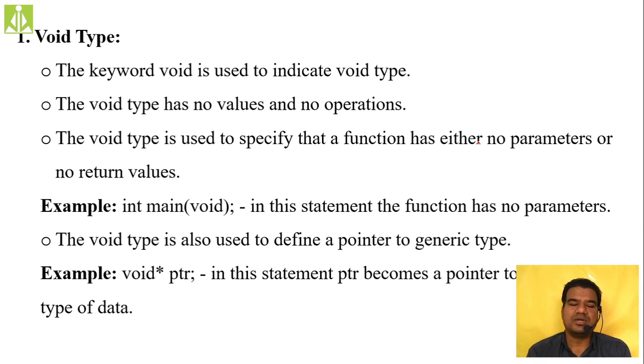So the keyword void is also used to indicate nothing, void type. When we are writing void, it looks something like an identifier, isn't it? But it is not an identifier, rather it is a keyword. Void is a keyword.